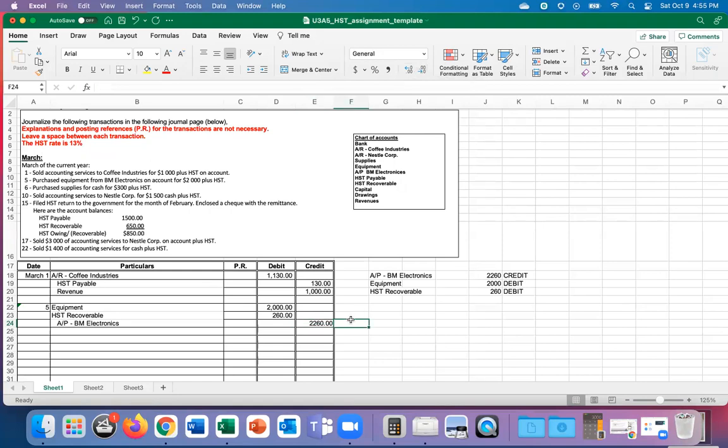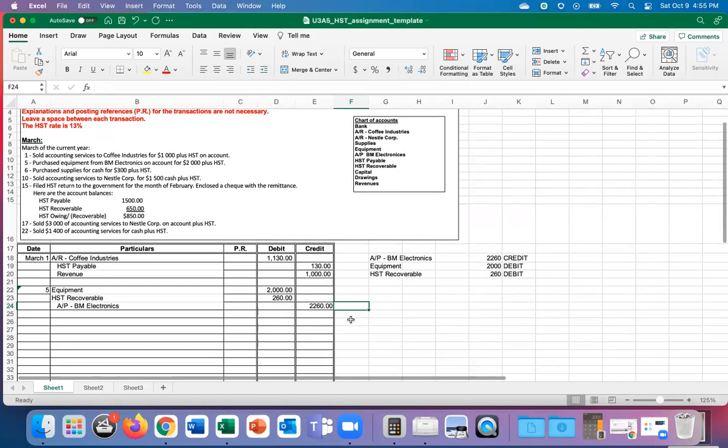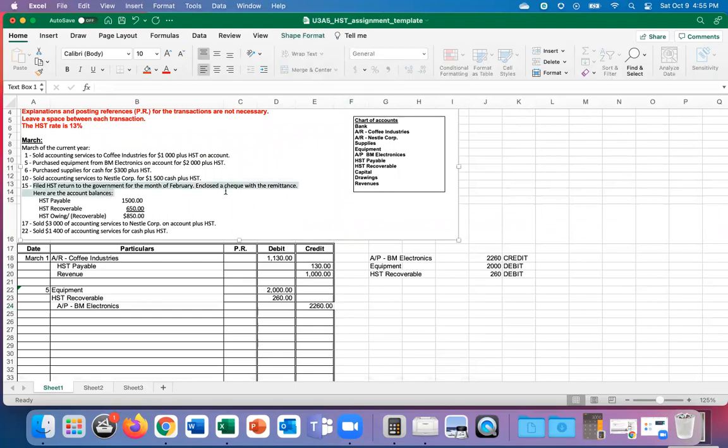All right. Good. So those are the first two transactions. Like I said, those are the ones that I'm going to go over with you now. Hopefully that'll help you do the rest of them. The only other thing that I wanted to do was this March 15th thing, just to show you how that works when you're sending your check to the government for the HST payable that you've collected over the period in question. So we'll do that one quickly, and then that'll be that.